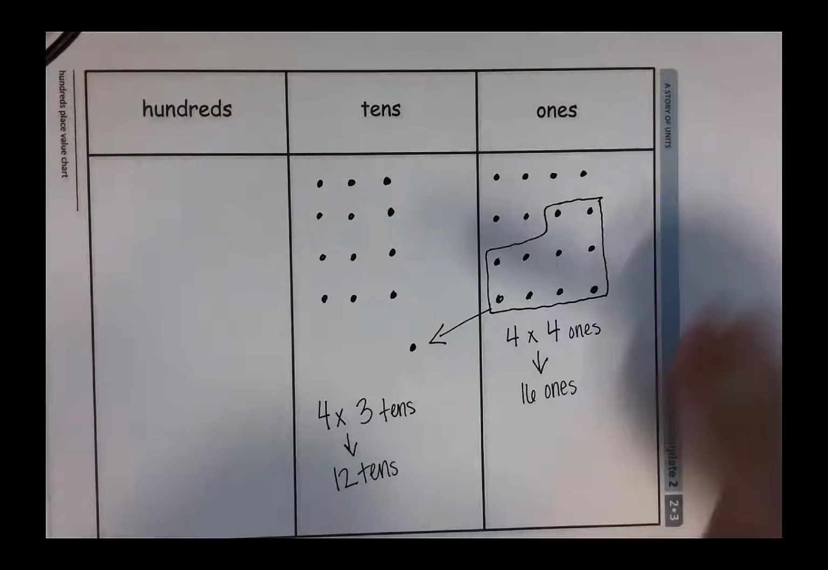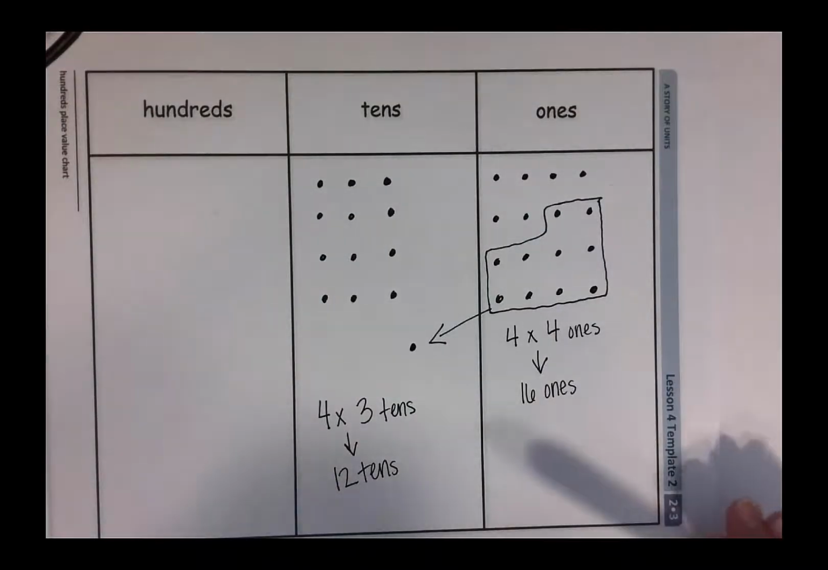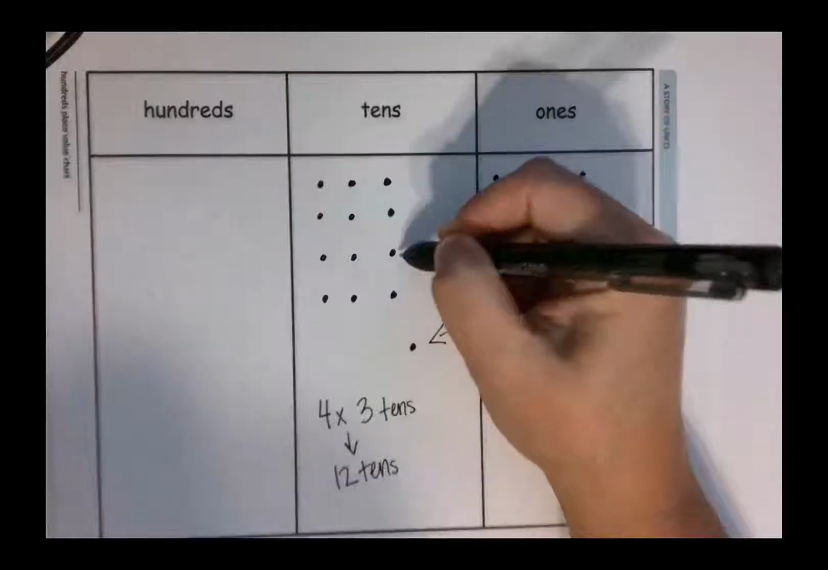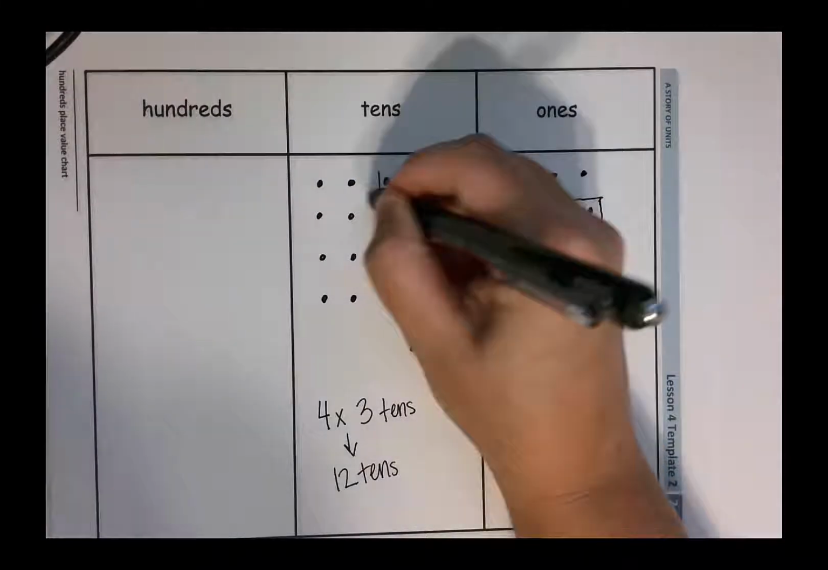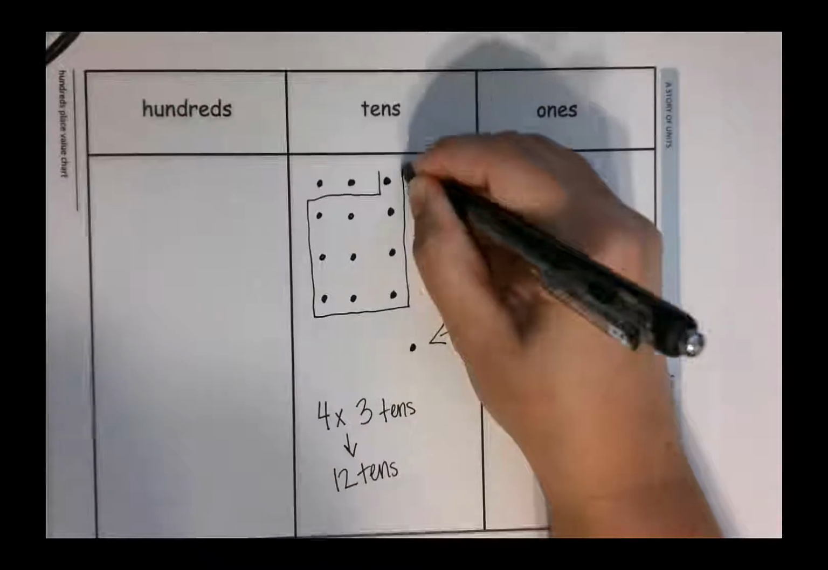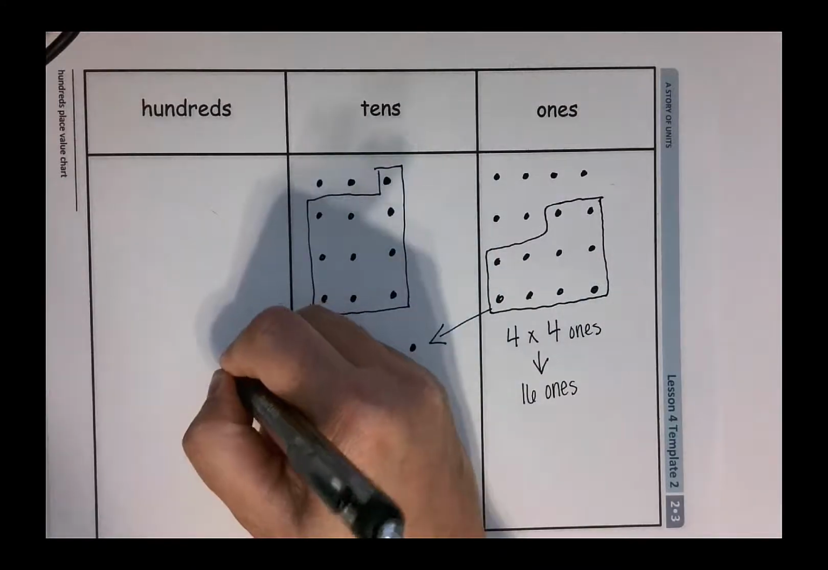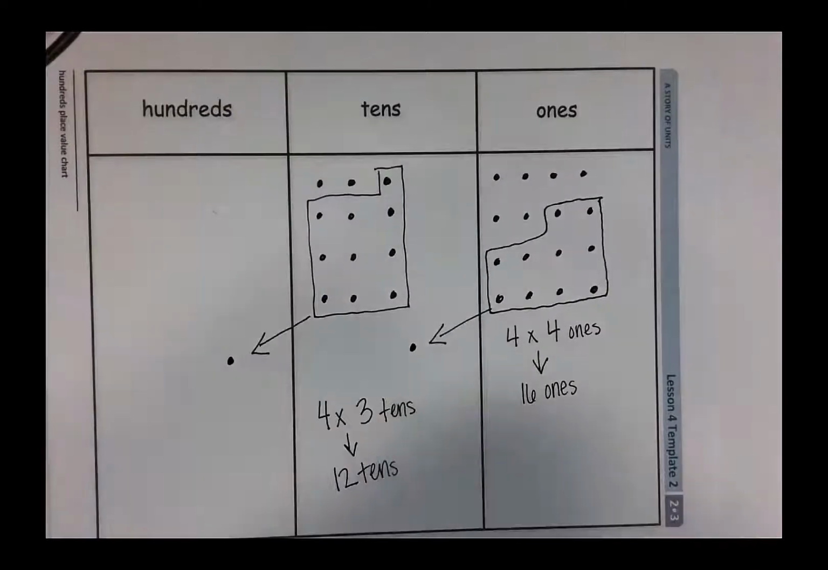When we find the total value of everything all together, that's when I'll bring together all of my bundles and count. So again, I have more than 10 tens, so I need to regroup again. I need to bundle again. So I'm going to count 10 tens: 1, 2, 3, 4, 5, 6, 7, 8, 9, and 10. I'm going to bundle those together. And again, I'm going to draw my arrow over here. So now I have 100, and I'm going to draw my 100 right here.